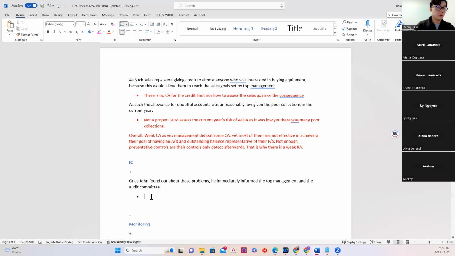Okay, so information is transferred internally on a timely basis to management. All right, so that's a good point. That's information. That's a positive. Anything else, guys, for either this or monitoring?